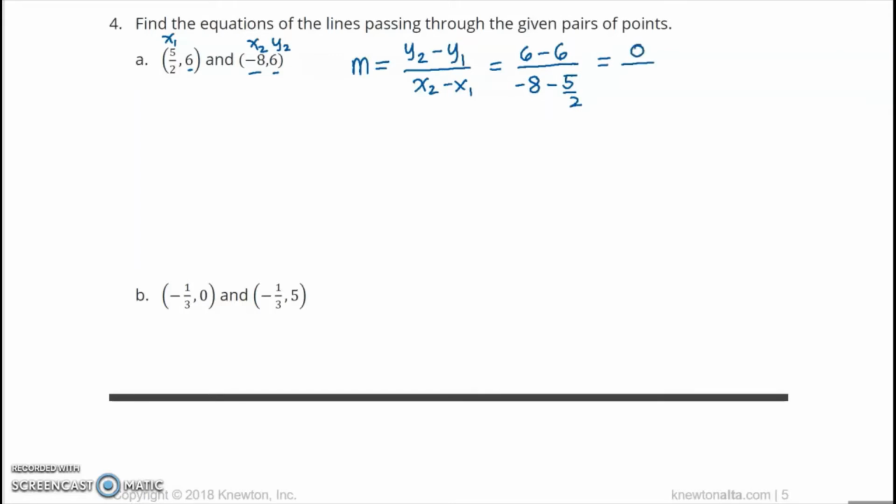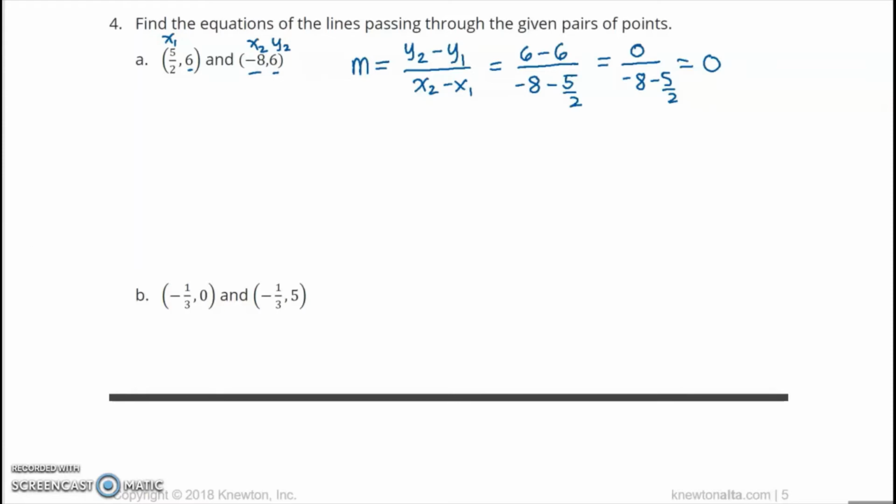The numerator is 0. Whatever the denominator is, as long as the numerator is 0, we know that the fraction is equal to 0. In this case, the slope is 0. So since we have 2 points, we can actually use the point-slope formula, because we don't have the y-intercept.